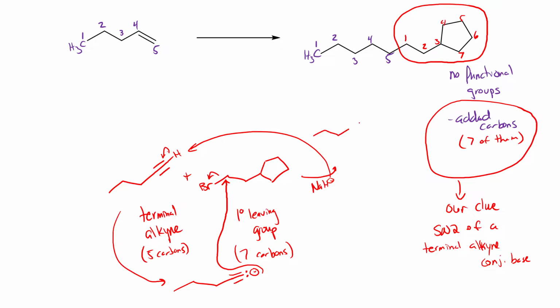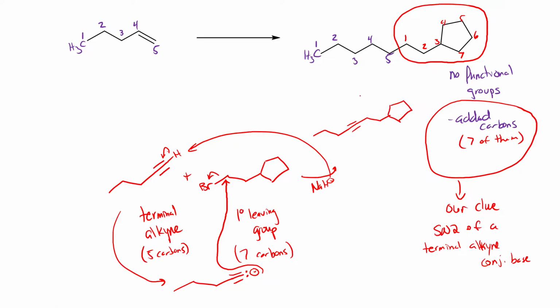Now that's going to make something that almost but not quite looks like our product, right? Now we have our 12 carbons. We have 1, 2, 3, 4, 5, and we have 1, 2, 3, 4, 5, 6, 7. We have all 12 carbons in there, so that's good. Now we just need a way to get rid of these pi bonds in order to get to the product.